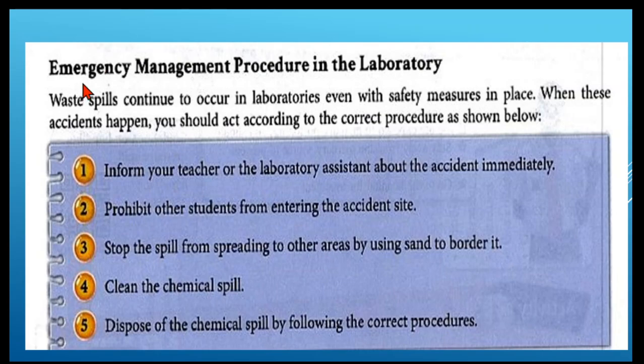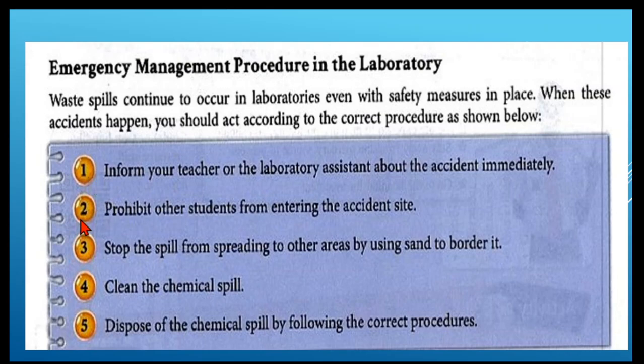Next is the emergency management procedure in the lab. If anything happens, for example an accident, what is the procedure to follow? Waste spills continue to occur in the lab even with safety measures in place. Right? Because people say misfortune does not announce itself. However carefully we follow lab rules, accidents may still happen. So when an accident happens, this is what you need to do. The first step is to inform your teacher or the lab assistants about the accident immediately.